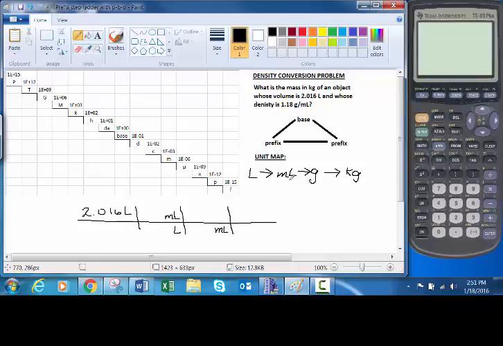According to our unit map, we can relate the idea of milliliter and gram using our density conversion factor. So gram is going to be the unit that we place on top of milliliter. Since the question is ultimately asking us to find kilogram, we will put gram on the bottom and kilogram on the top of our conversion table in order to find the answer to our question.